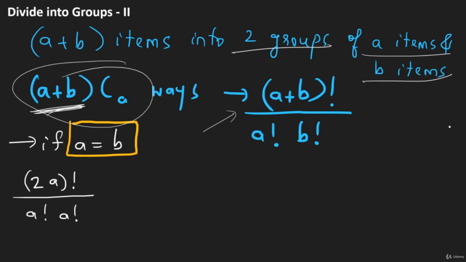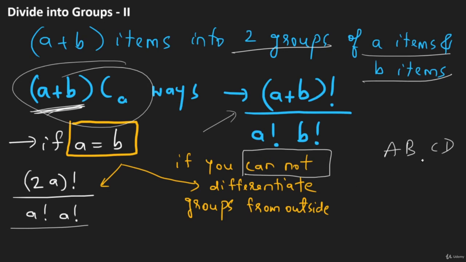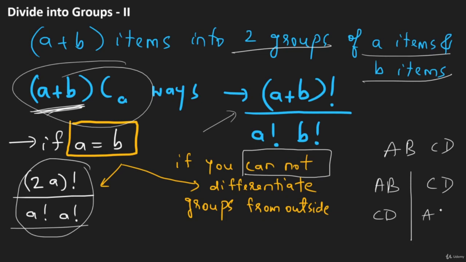Let's try to understand what we mean with that. Now, there are 2 possibilities. One is this possibility over here, and the second possibility is you cannot differentiate the 2 groups from outside. For example, you have A, B, C, D, and you are converting them into groups of 2. So one way will be AB and CD, and another way will be CD and AB.